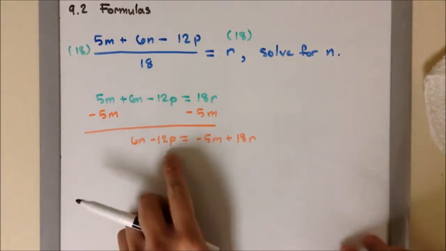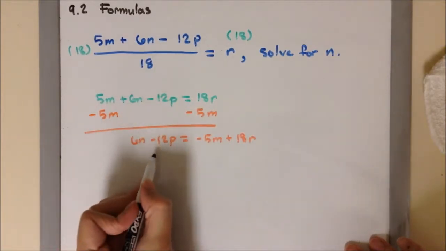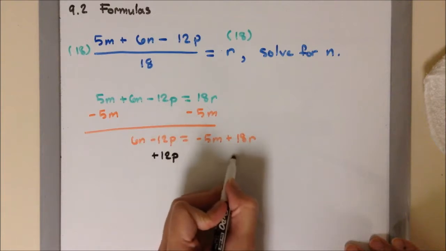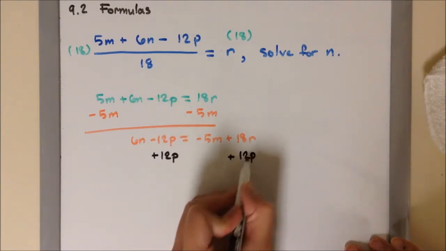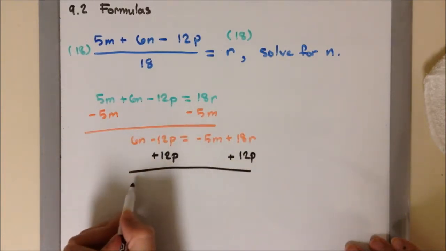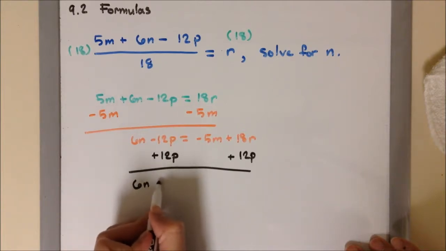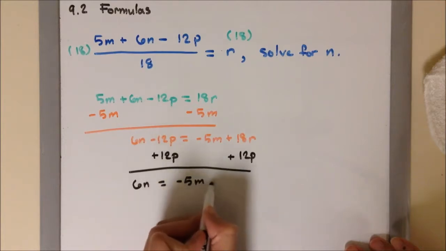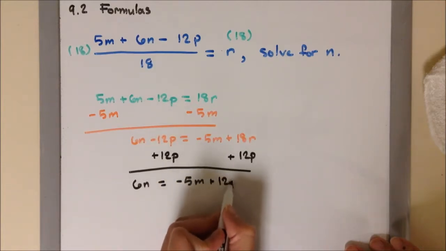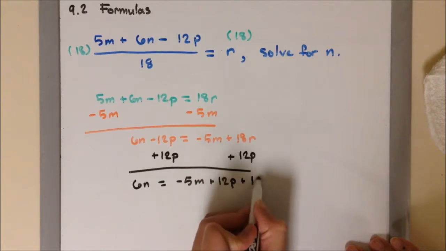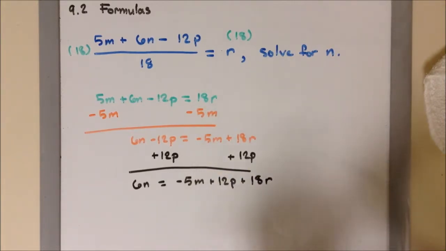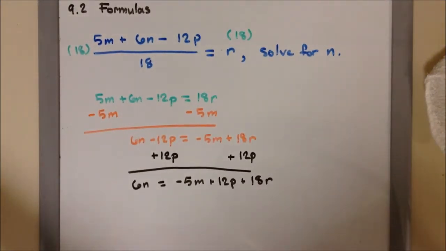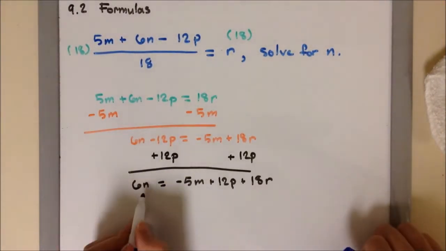Next, I want to cancel out the 12p. So plus 12p on the left and plus 12p on the right. So I'm going to have 6n equal negative 5m plus 12p plus 18r. Alright, now from there, I'm going to divide both sides by 6 because I want to get the n by itself.